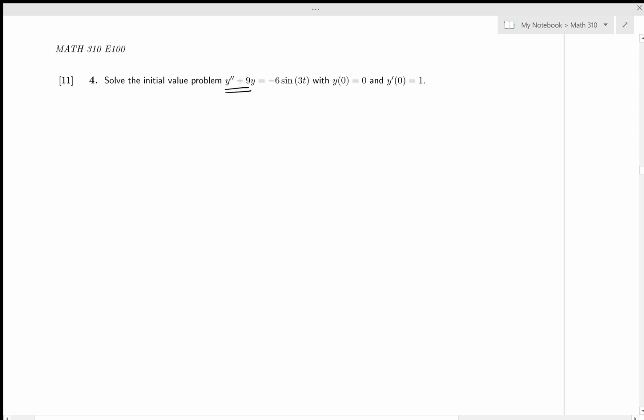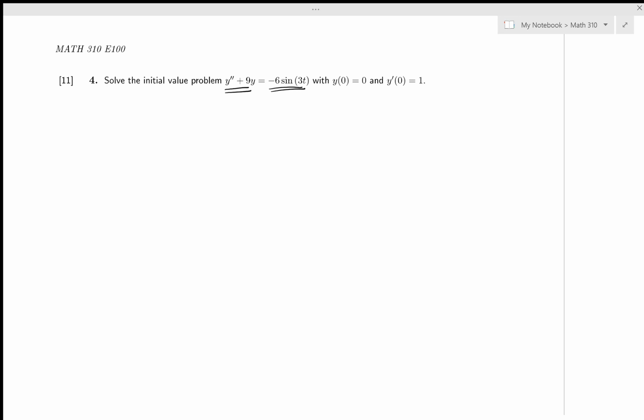Okay, so that right away you might want to think, okay, so it's a constant coefficient. Corresponding homogeneous differential equation. That is easy to solve. And then I'm looking at what the forcing function is here, and I see that it is fairly simple and it's a sine function. So definitely I could use the method of undetermined coefficients. That is what I will do.